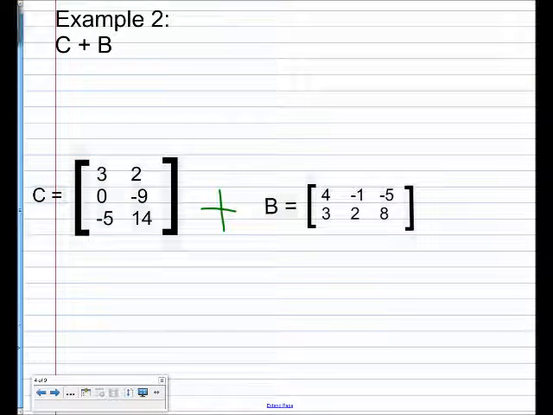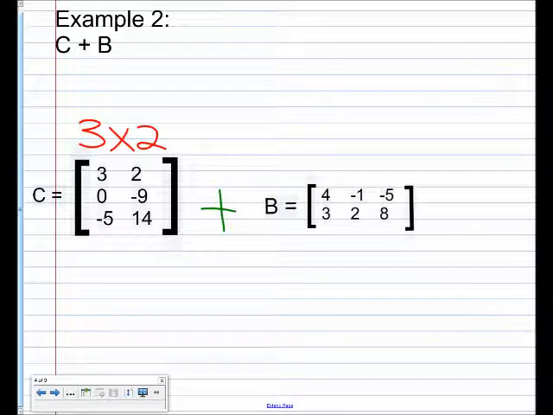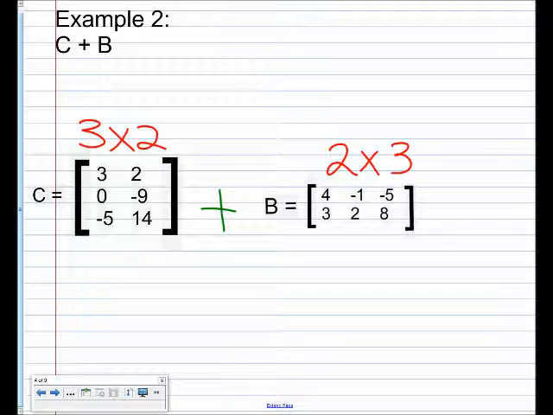All right? So let's see. Can we even do this one? Let's check. What are the dimensions of matrix C? How many rows? How many columns? So that's a 3 by 2 matrix. 3 rows by 2 columns. Take a look at matrix B. How many rows in matrix B? 2 by how many columns? 3. So can I add these together? No, why not? They don't have exactly the same dimensions.